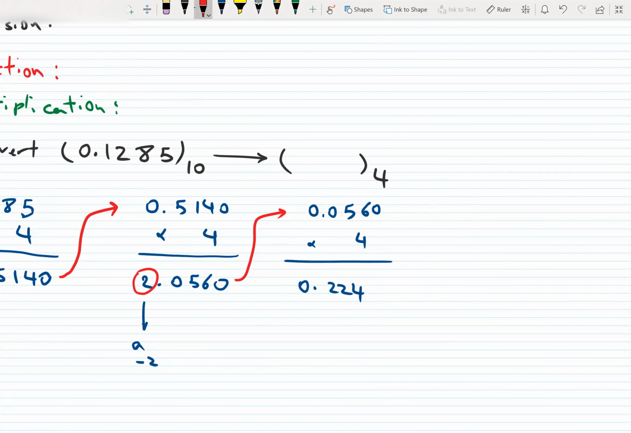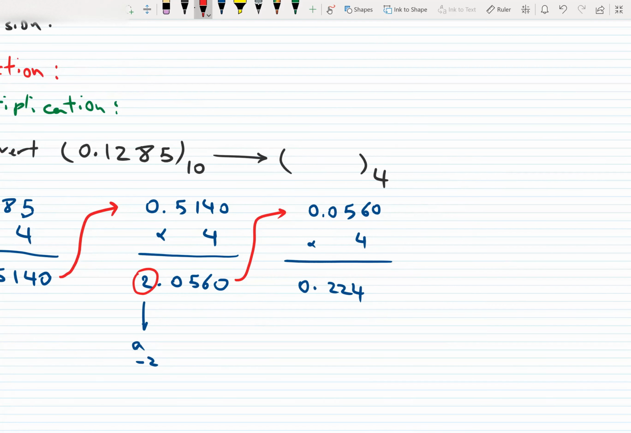And then we move to the next step, 0.234375 times 8. The answer is 1.875. Again, keep this 1 as a sub minus 2.